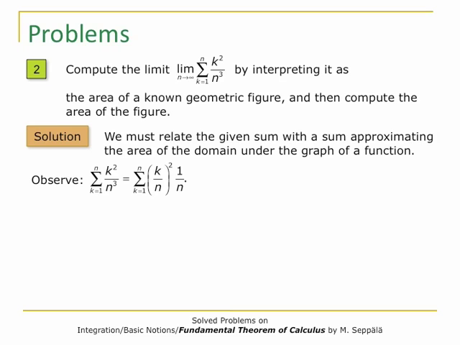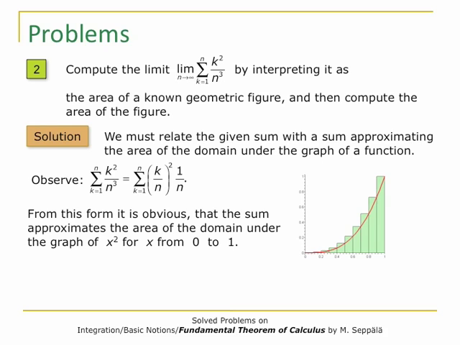To that end, we observe that sum k from 1 to n, k squared over n cubed, is of course the same as sum k from 1 to n, k over n squared times 1 over n. And this sum is the combined area of the green rectangles approximating the domain under the graph of the function y equals x squared and x between 0 and 1. So now when we take the limit as n goes to the infinity, we obtain at the limit the area of the domain under the graph of y equals x squared and x between 0 and 1.